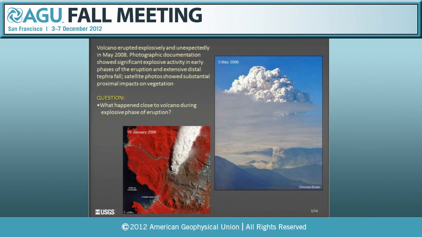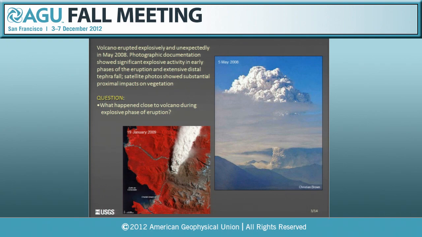Now, in May of 2008, this volcano erupted explosively and fairly unexpectedly. And photographic documentation at the time showed that there was fairly significant explosive activity very early in the eruption. This vigorous explosive activity lasted for about a week or so, and there was extensive downwind tephra fall. A lot of the satellite imagery showed quite a bit of vegetation damage relatively near the volcano.